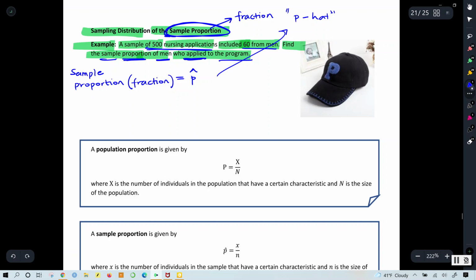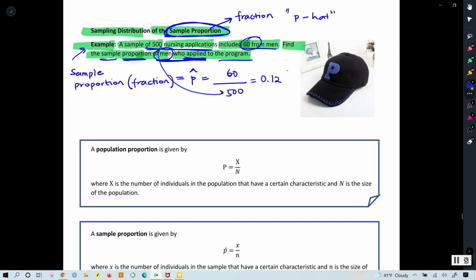And it represents the fraction of those items or units in a sample who meet a certain characteristic of interest. In this example, it will be out of all 500, how many of them were men, were applications from men? That was 60. So 60 out of 500, that is 0.12, same as 12%.